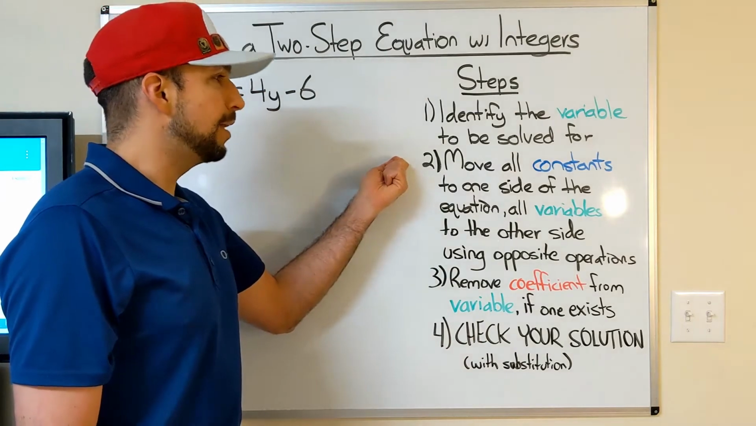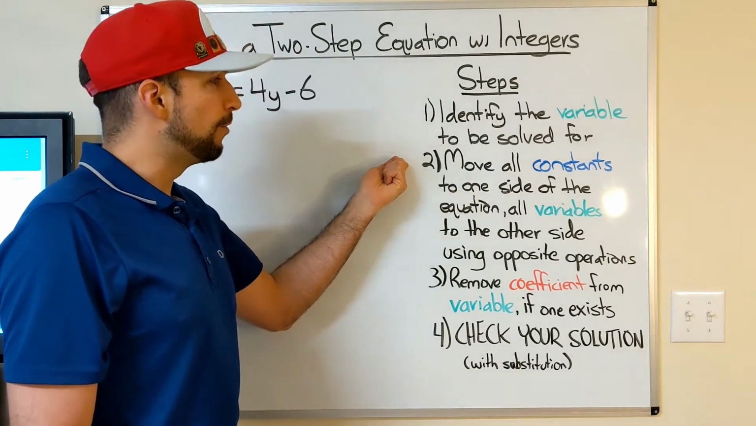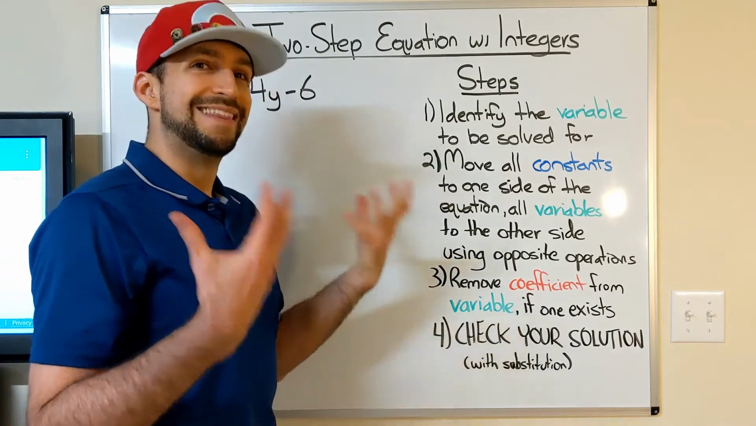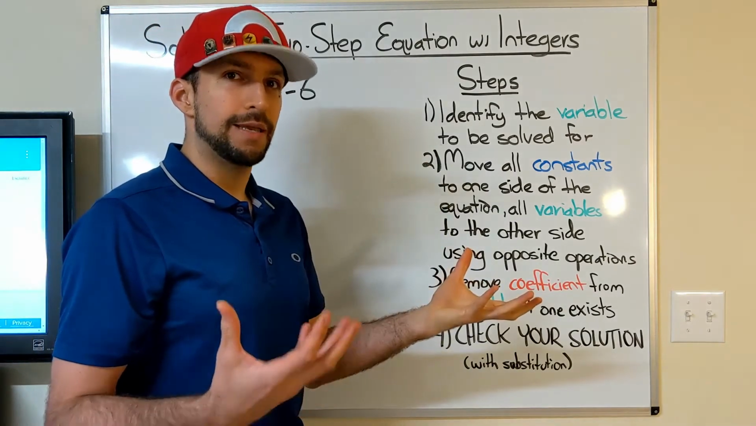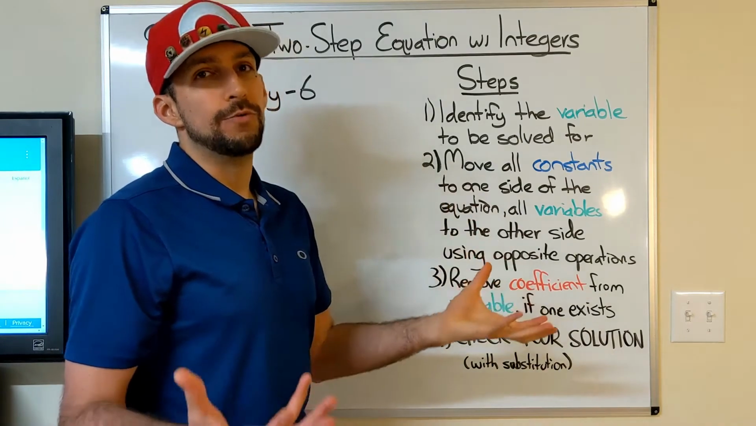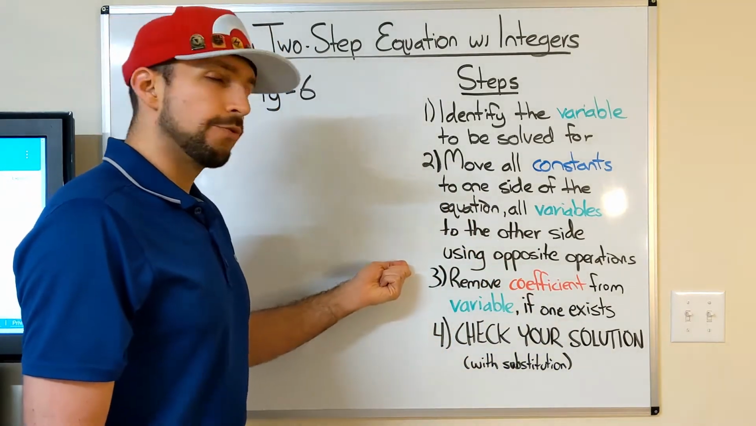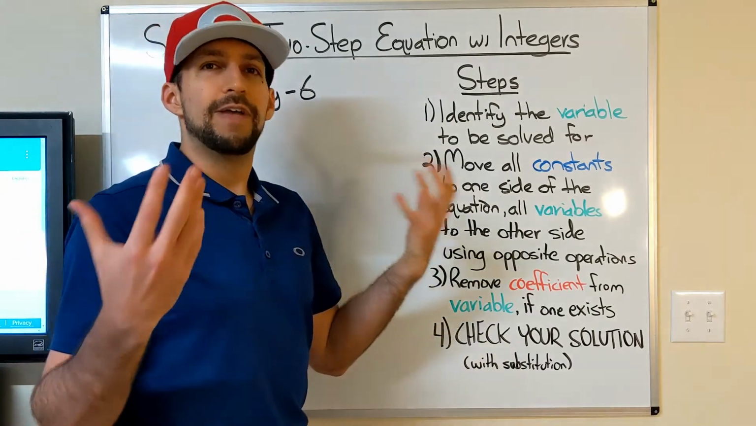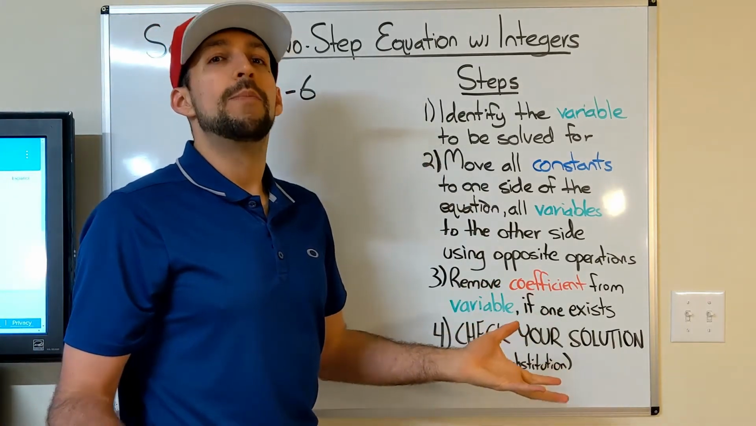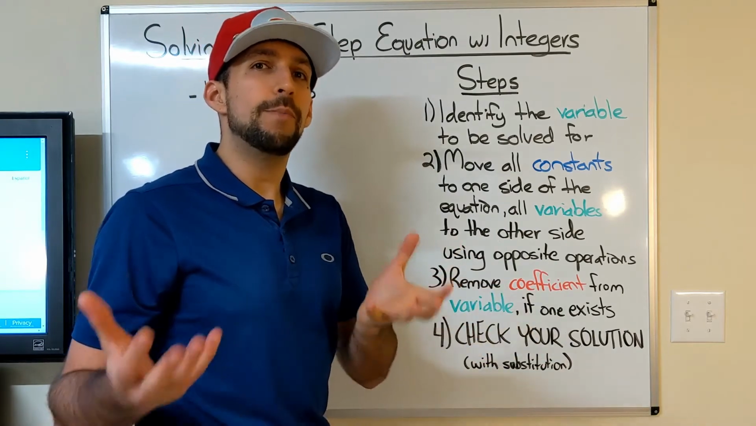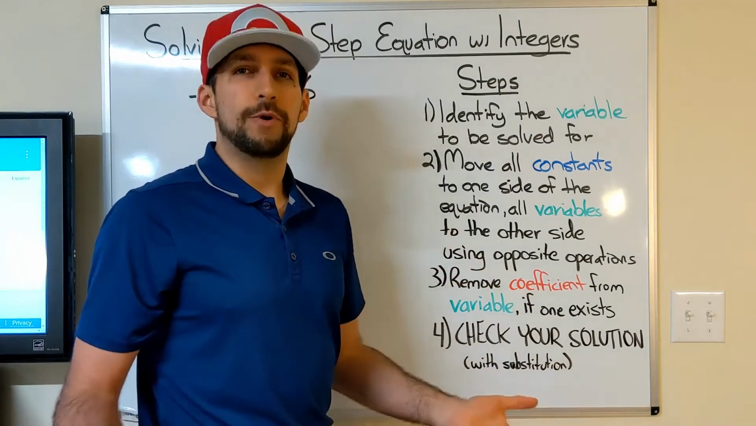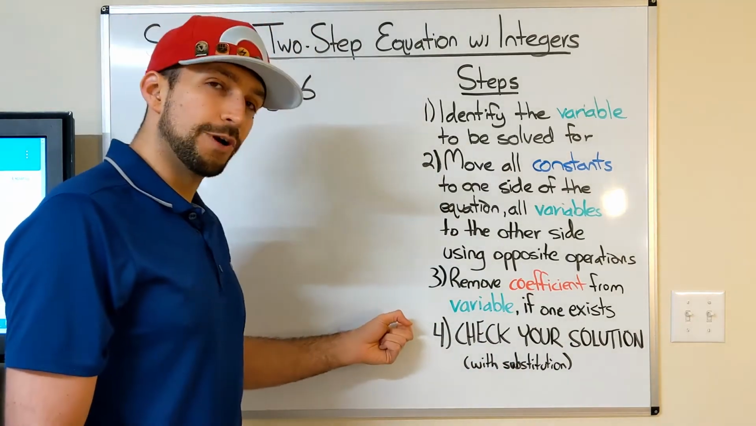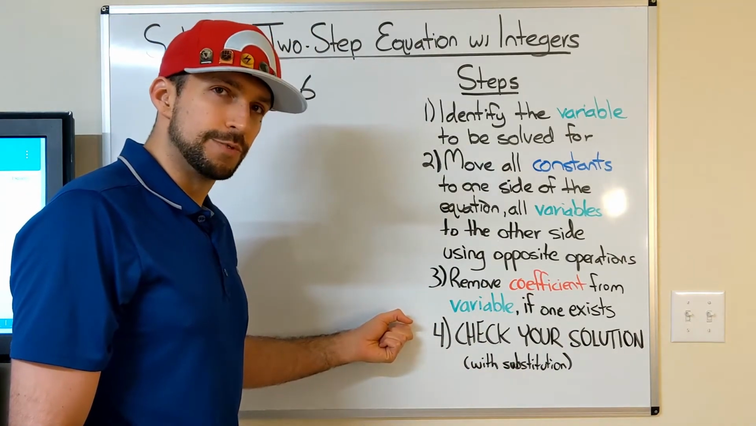Next, we're going to move all constants to one side of the equation, all the variables to the other. We're going to use opposite operations for that, so in this step, we're just going to be adding and subtracting constants and variables to move them around. Next, we're going to remove coefficients from the variables if they exist. Sometimes we'll just have x equals a number and we'll be done, but if that variable has a coefficient, a number multiplying it, we'll need to divide both sides of the equation by that coefficient to remove it. Finally, we're going to check our solution using substitution.